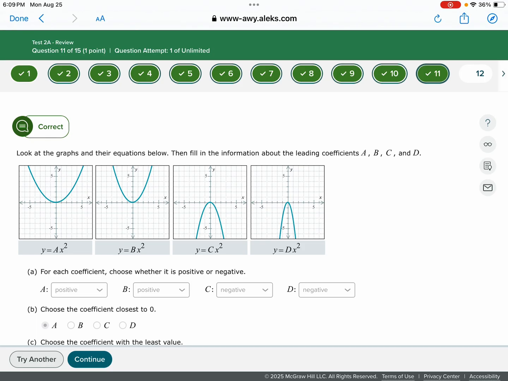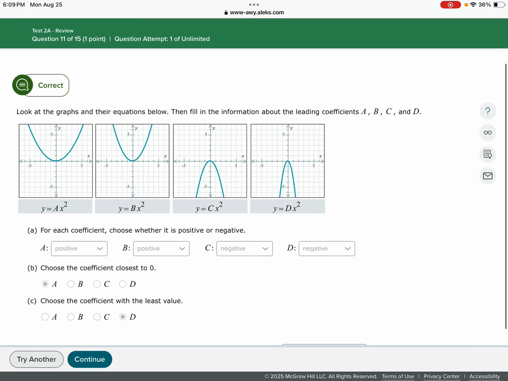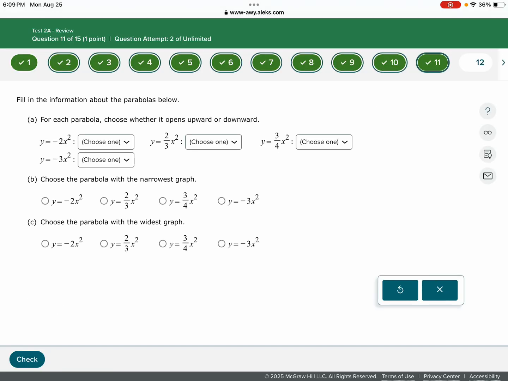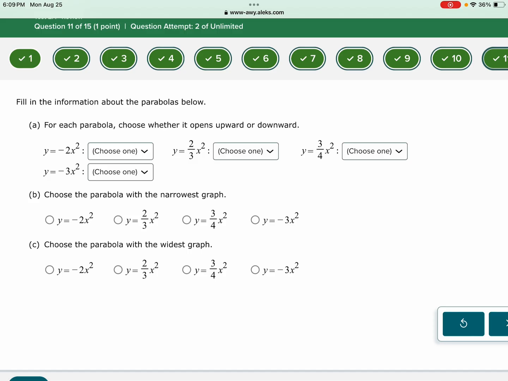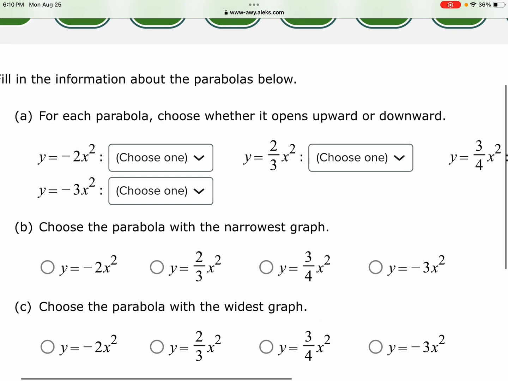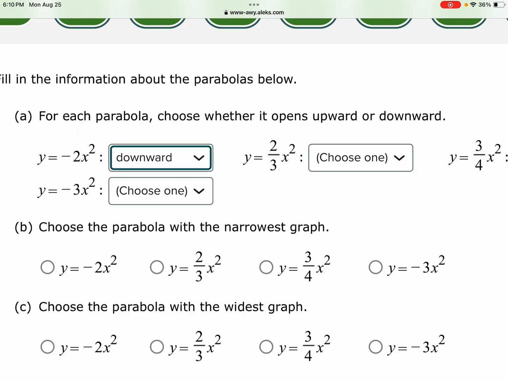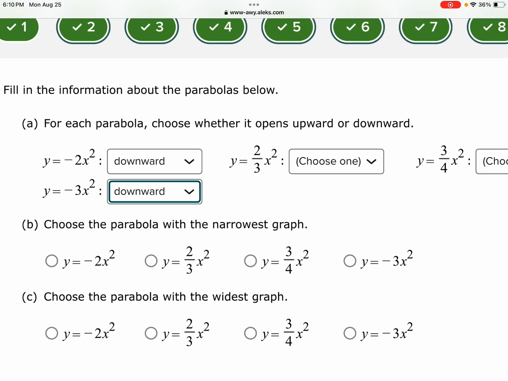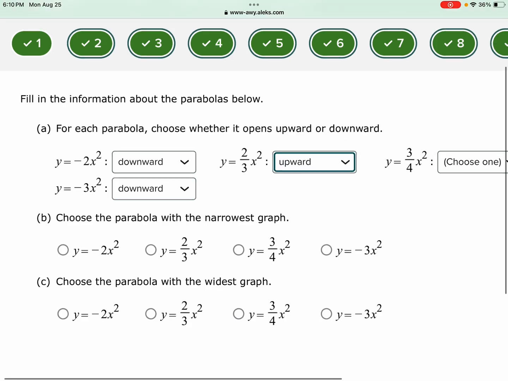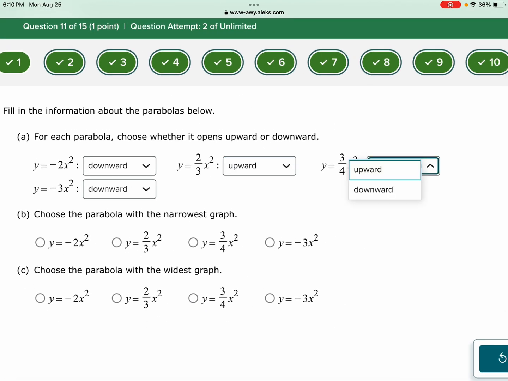So that's question 11. Let's try another. Okay, perfect. For this one, I have equations. Maybe you're working on your review and you have something like this. For A, for each parabola, choose whether it opens upward or downward. For this one, because it's negative, that's downward. Same with this one, downward. This one is going to be upward because 2/3 is positive, and this one is upward because 3/4 is positive.